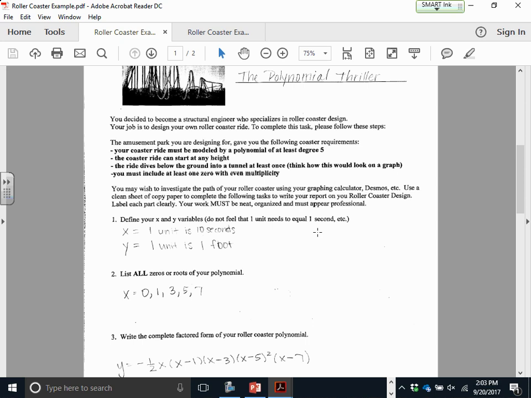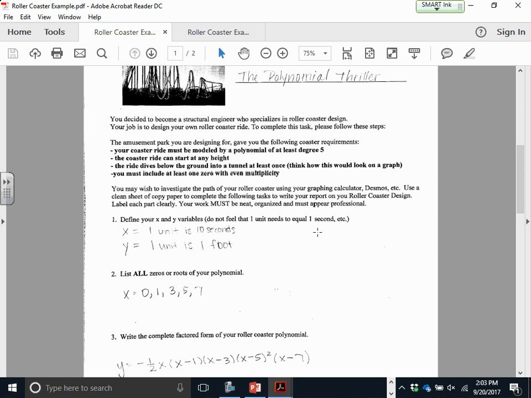Or you have the option of picking zeros like I did of like 0, 1, 2, 3, 4, 5, 6, 7, and I just say, well, every unit represents 10 seconds, and now my ride is 70 seconds long instead of 7. Okay? Or maybe your roller coaster, your highest point is 5, so you say, okay, every unit represents 10 feet, so my roller coaster goes up 50 feet off the ground. You see what I mean?